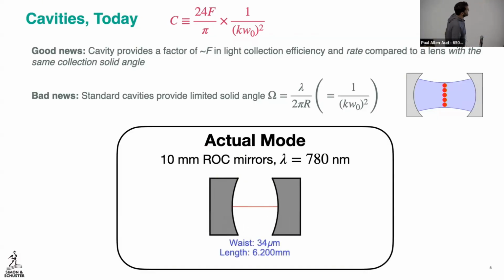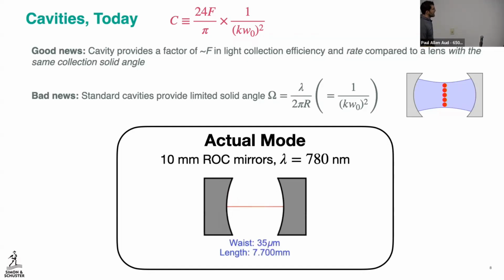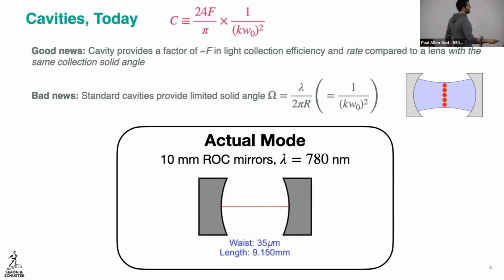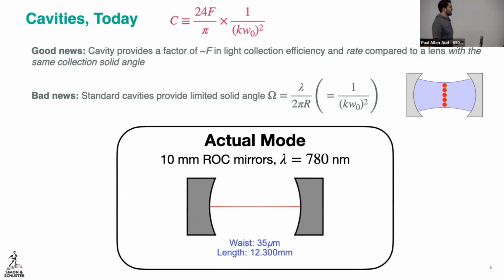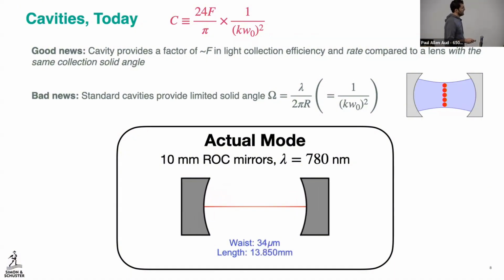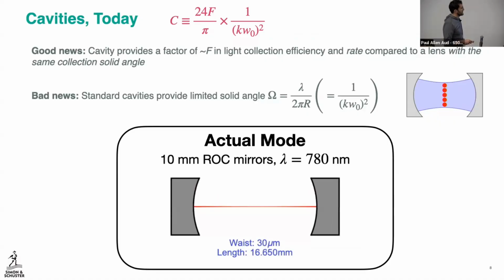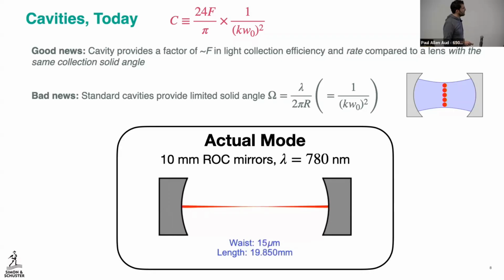Let's watch this mode as I vary the length of the cavity. The nice little pencil mode here. And so now we're a little past confocal. And as we hit concentric, we'll see the mode size start to drop. But even at 50 microns from concentric, the NA is quite low. And so our objective is to get to quite a bit higher NA.